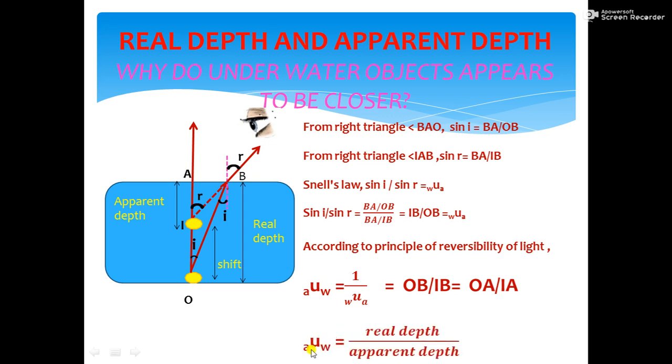So the refractive index of water with respect to air, which is the refractive index of the medium where the object is kept, is real depth divided by apparent depth. So we got the equation connecting real depth and apparent depth with the refractive index of the medium. Refractive index of water with respect to air is real depth divided by apparent depth.